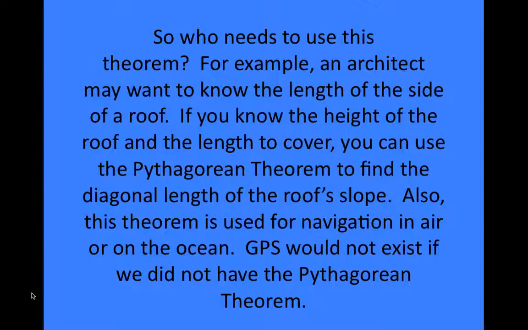So who needs to use this? For example, an architect may want to know the length of the side of a roof. If you know the height of the roof and the length to cover, you can use the Pythagorean theorem to find the diagonal length of the roof slope. Also, this theorem is used for navigation in air or on the ocean. GPS would not exist if we did not have the Pythagorean theorem.